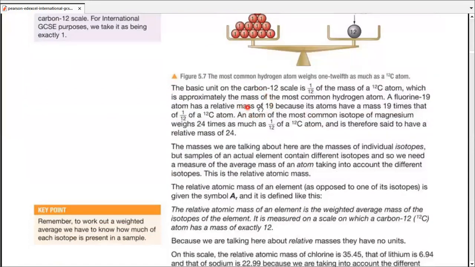Now, the basic unit on the carbon-12 scale is 1/12 of the mass of a carbon-12 atom, which actually becomes 1, because if you divide 12 by 12, you know that the answer is going to be 1. So that's the basic unit. That's how we define it for relative atomic masses.